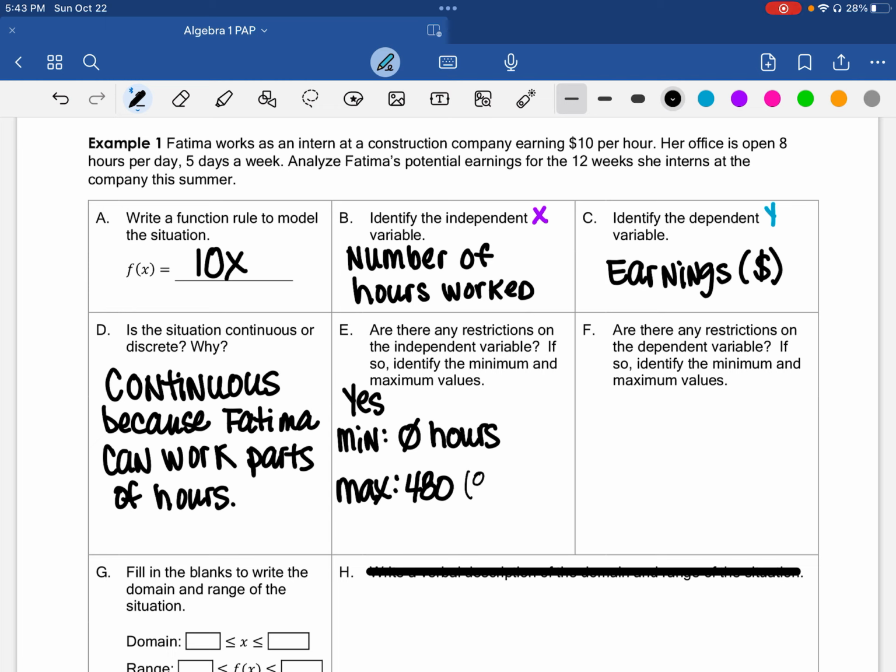Well, she can work 8 hours, 5 days a week, and she can only work for 12 weeks. That's the length of her internship. And this is where I came up with the 480. So that's going to be her max. These are going to be her max hours worked. Are there any restrictions on the dependent variable?